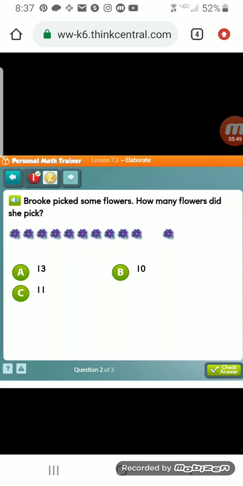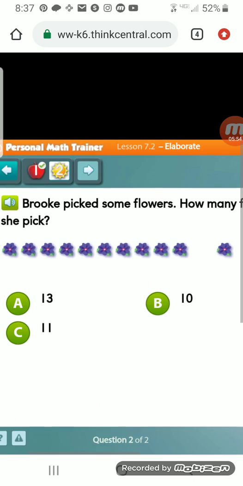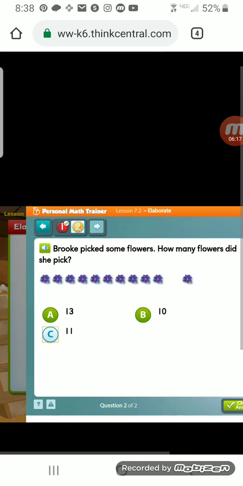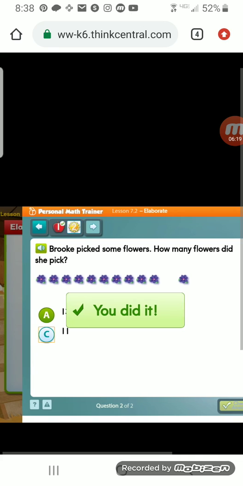Brooke picked some flowers. How many flowers did she pick? Take a second and count those flowers. Our choices are 13, 10, or 11. When I counted, I got 11. You did it!